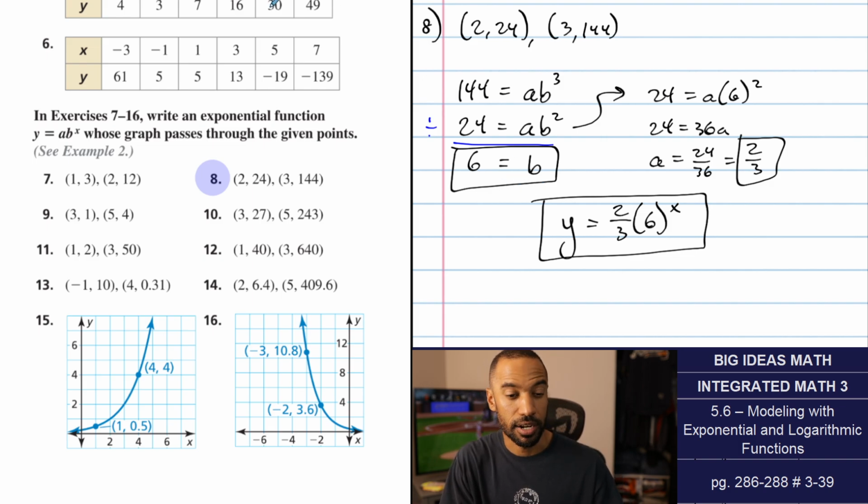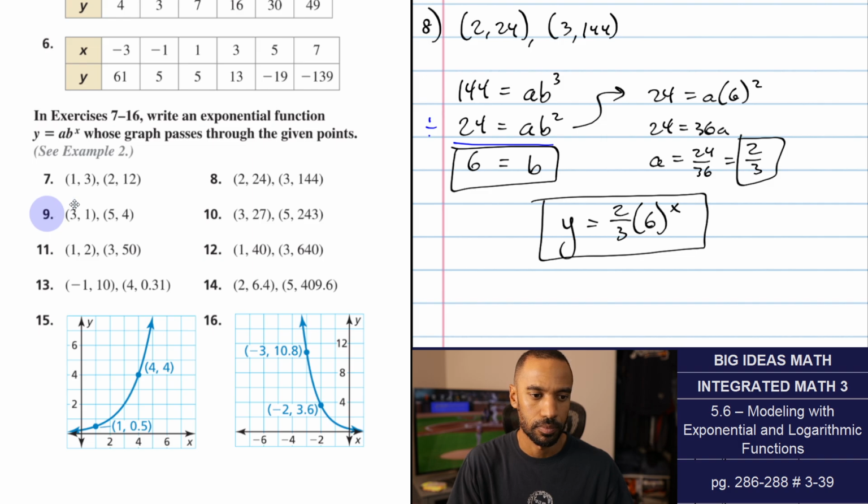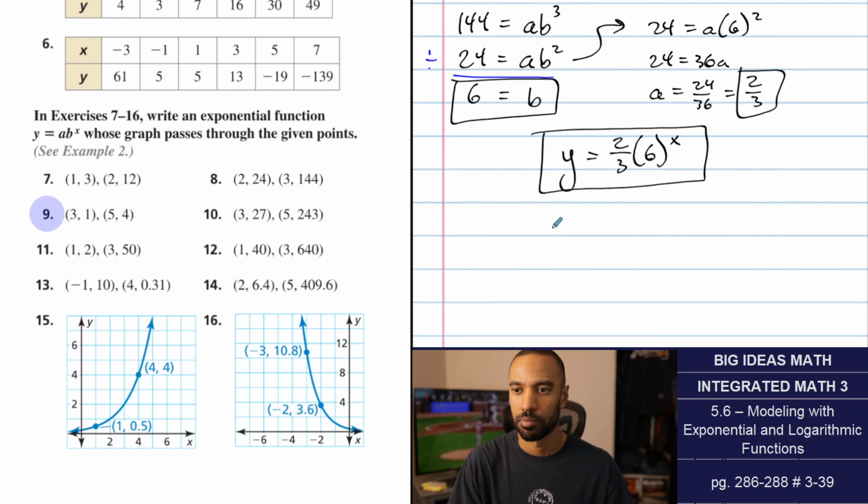That was the elimination method, and I'll continue it for the even problems. Odds, substitution; even, elimination. Number 9. Number 9, we have (3, 1) and (5, 4).